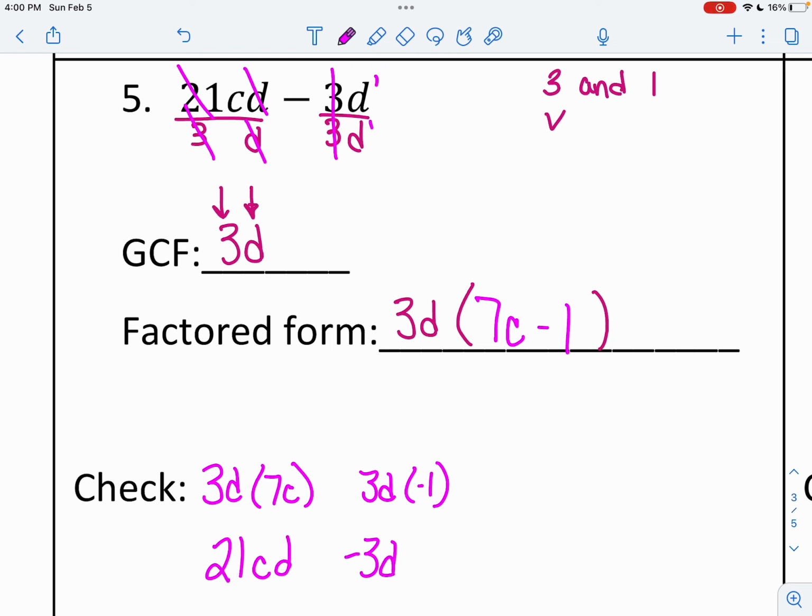If you wanted to check it, you would do 15AB times A. Remember, we would be doing our arcs. And 15AB times negative 2. So that would be 15A2B and a negative 30AB, which matches the original, yes it does, so I know I did it right. So the question asked for factored form. My first factor is 15AB, the monomial, times my second factor, A minus 2, the binomial.